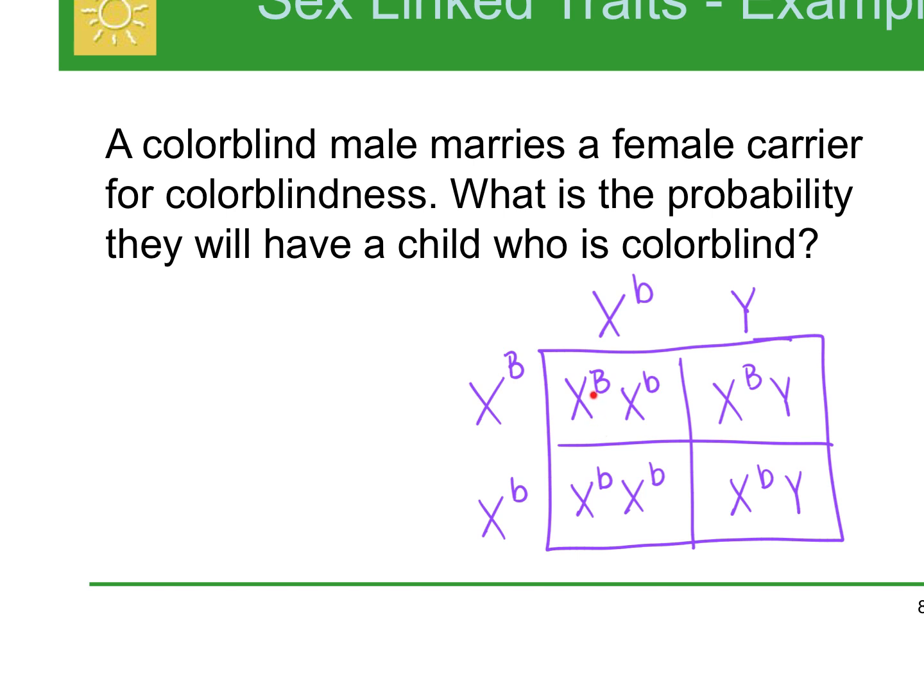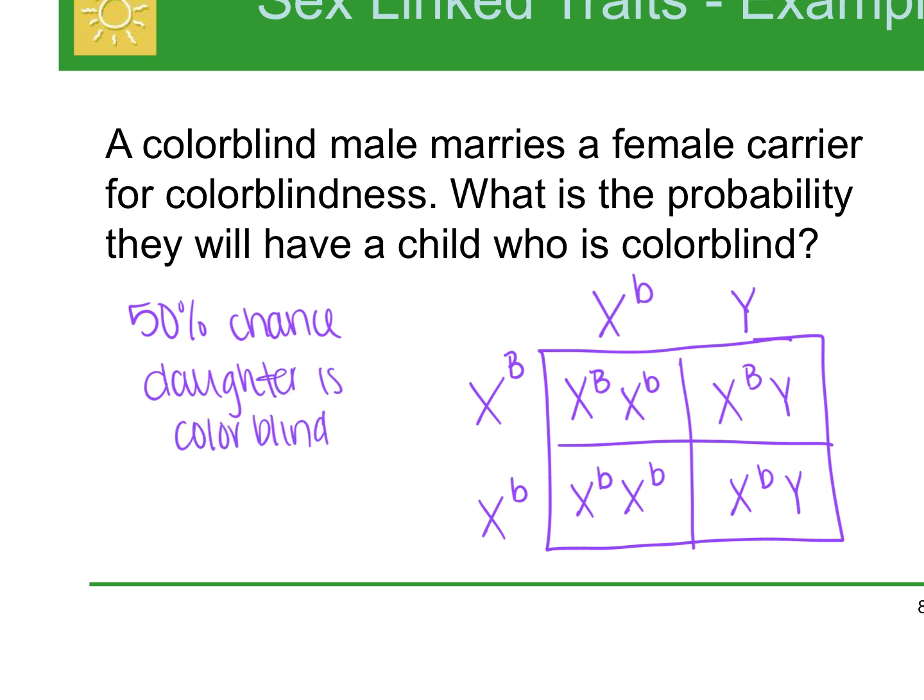So if we look at the daughters, X big B, little b is going to be normal vision, and X little b is going to be colorblind. So there's a 50% chance their daughter will be colorblind. And then if we look at the sons, X big B, Y is normal vision, X little b, Y is colorblind. So again, 50% chance a son is colorblind as well.